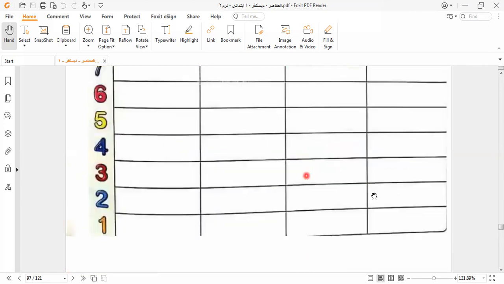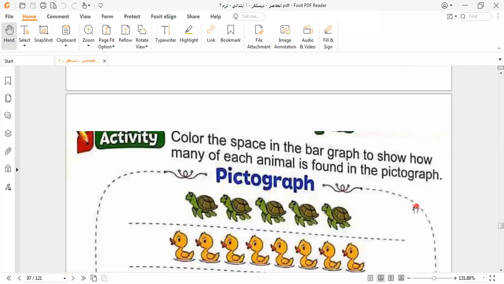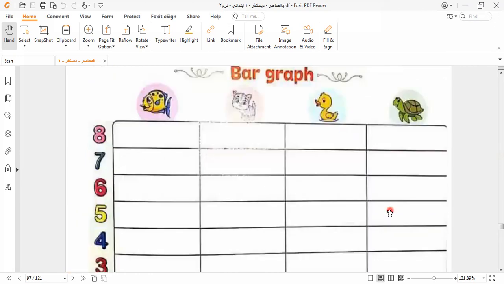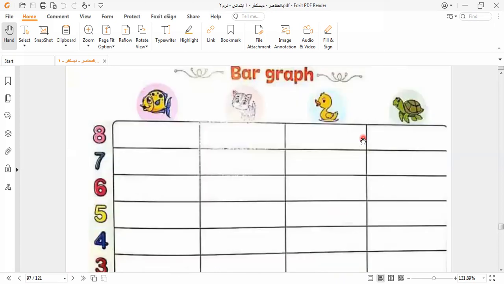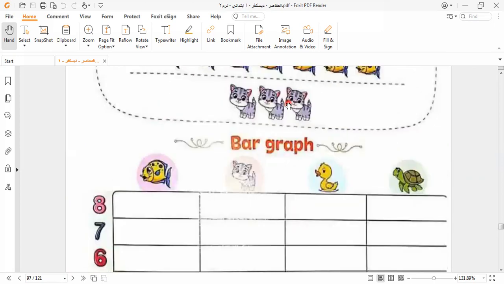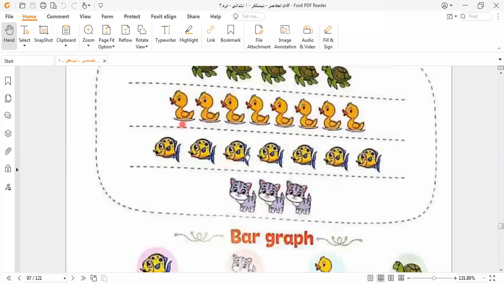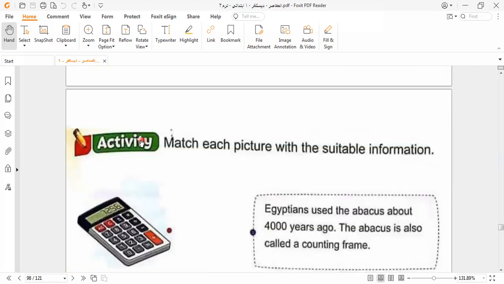Count the number and color the numbers that refer to this animal. Like we say, turtle here is turtle. 1, 2, 3, 4, 5. So we have 5 turtles here. So I color 5 here. Okay, another one, duck. 1, 2, 3, 4, 5, 6, 7, 8. So we will color until 8. Another one, cat. 1, 2, 3. So we color 3 here. Okay, fish. 1, 2, 3, 4, 5, 6, 7. We have 7, so we color 7 squares in the column of fish.